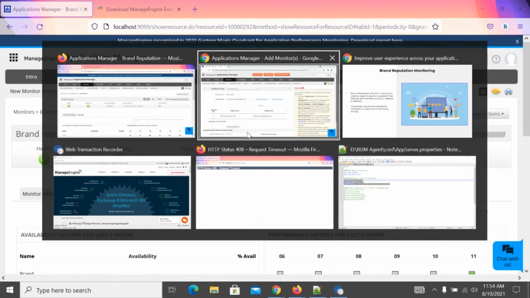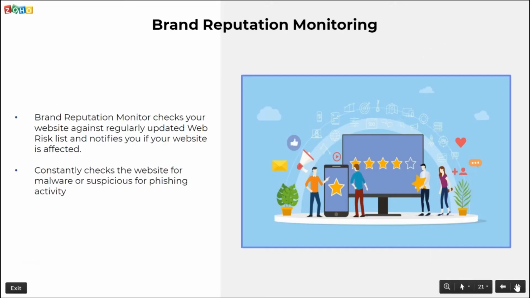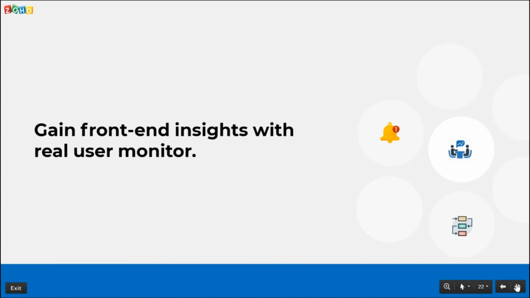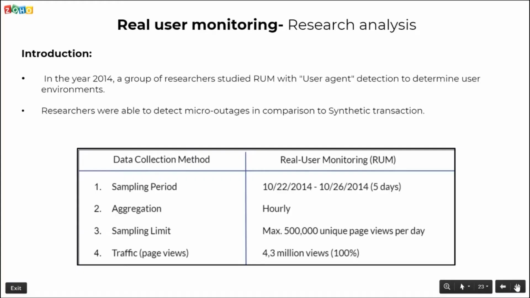it's about real user monitoring. This real user monitor is a very new feature which has been introduced in Applications Manager. Before getting into the topic, there was a research analysis that in the year 2014, researchers used a user agent to study RUM, and they were able to detect micro outages in comparison to synthetic transaction monitoring.